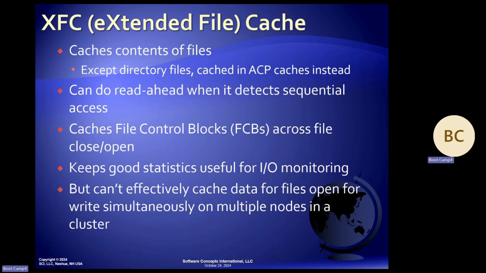Some of the third-party LVM caches could solve that problem, or you can use RMS global buffers to solve that sort of problem. But that's an area that was weak. Now XFC was much better than VIOC. Great improvement, but that's one weak area. So if you've got a file that's open for write on multiple nodes in the cluster, it won't be able to effectively cache that file well.